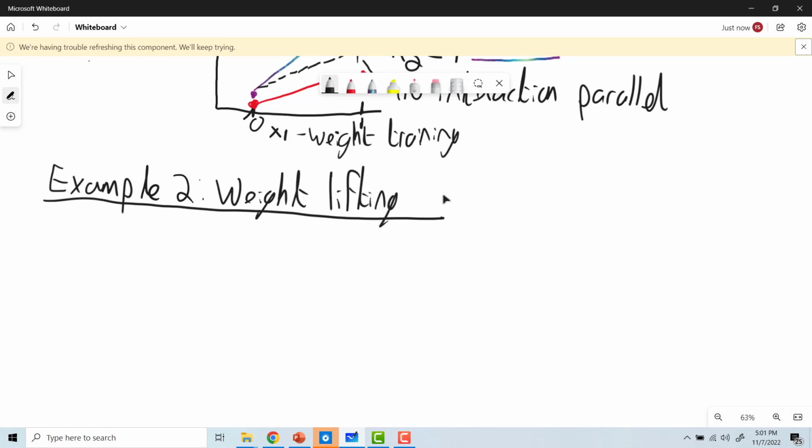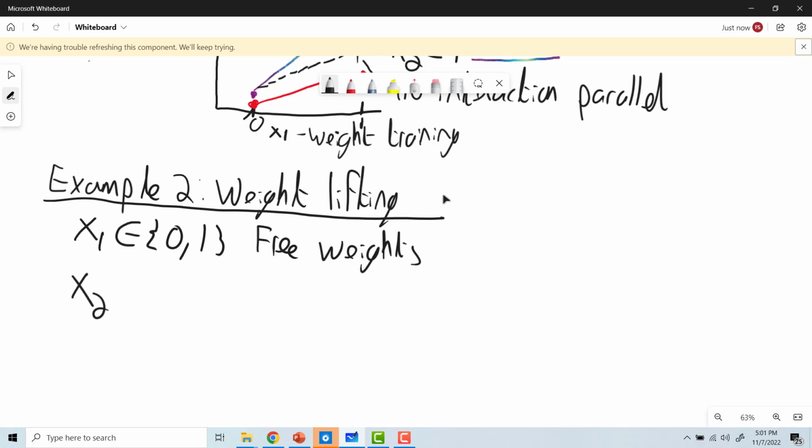So I can do x1. And again, it's not present and present. We'll make this using free weights. And x2 is I'm going to use weight machines.